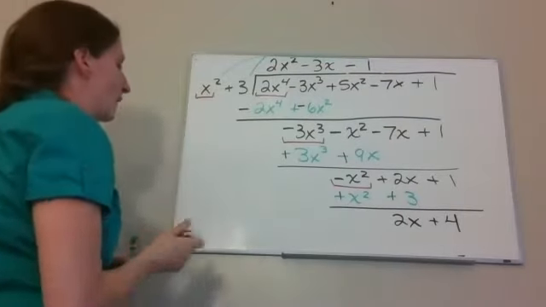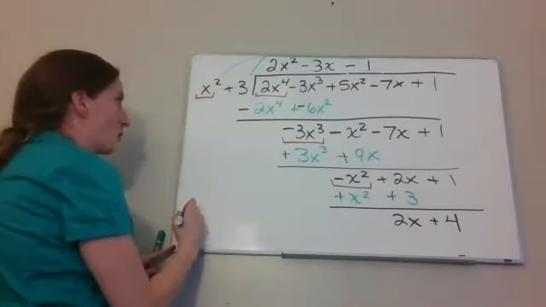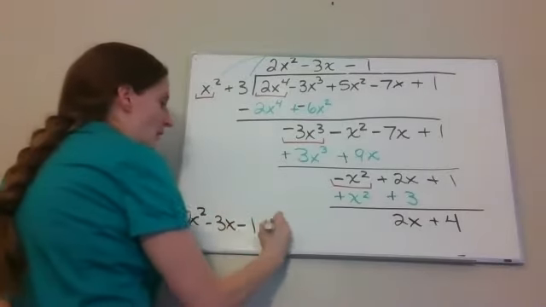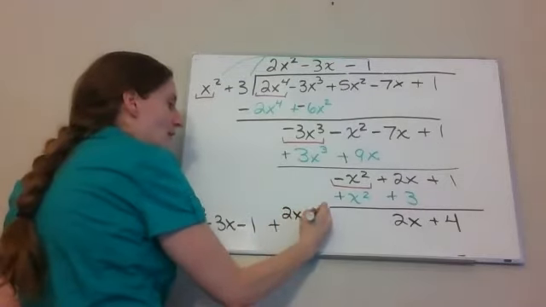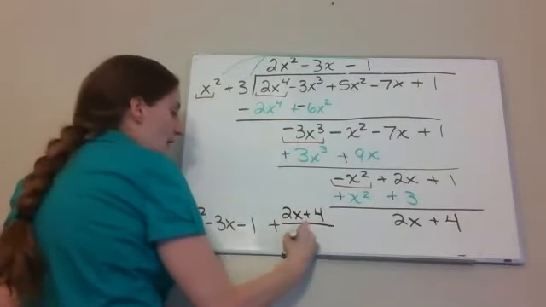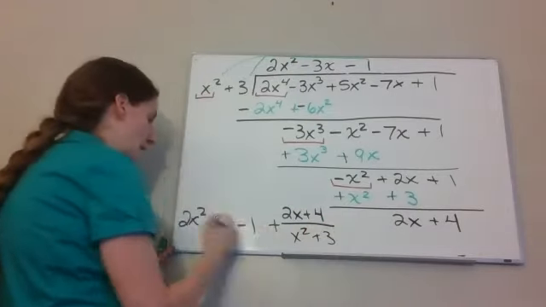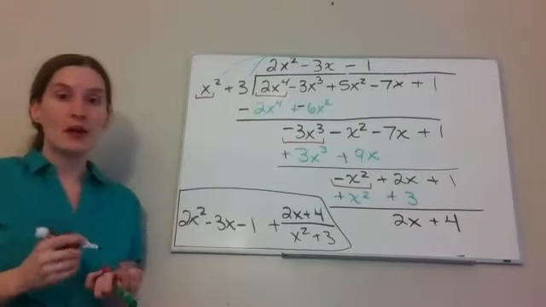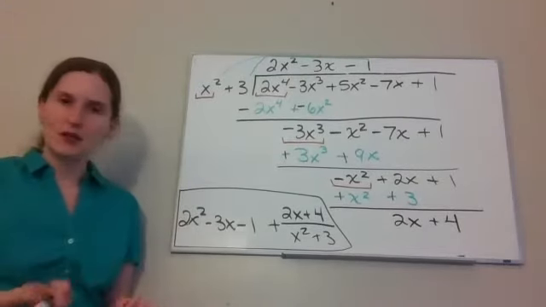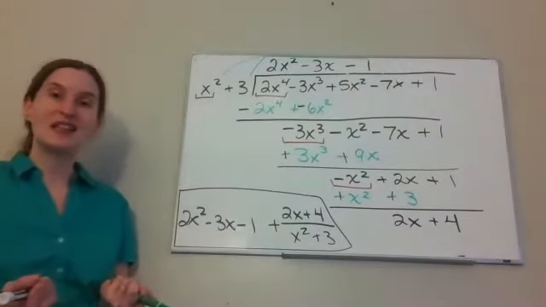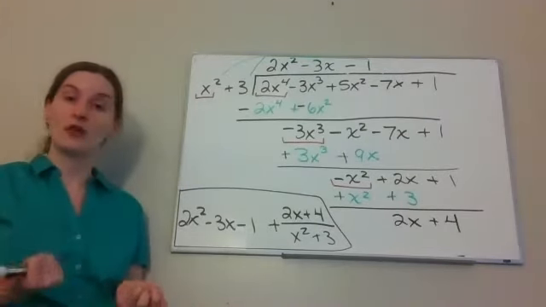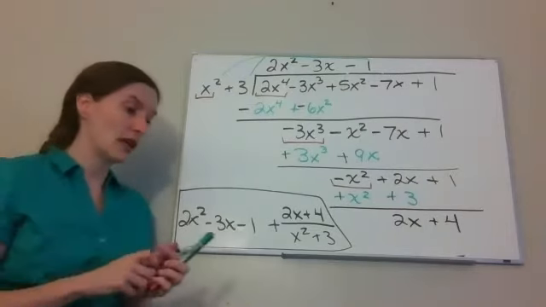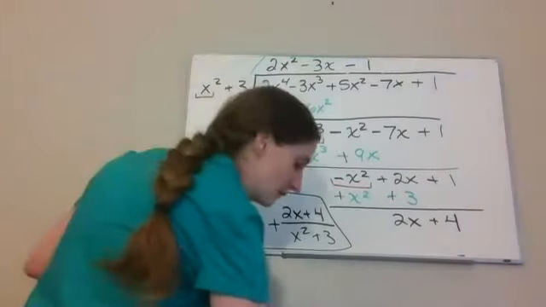All that we have to do is write our final answer, which is my quotient, 2x squared minus 3x minus 1, plus my remainder, which is 2x plus 4, over my divisor, x squared plus 3. And there's the answer to that problem. All right, so this long division process can be a little bit tedious, but it is the same procedure over and over again. So once you have the rules all figured out for it, it ends up not being too terrible. You just have to get enough practice in.